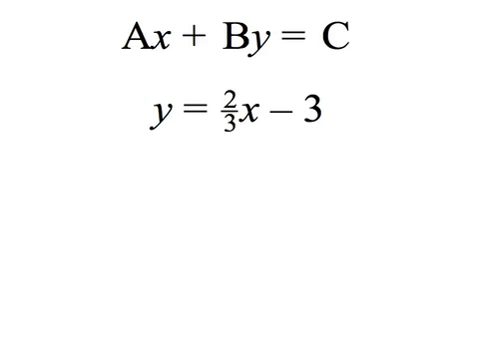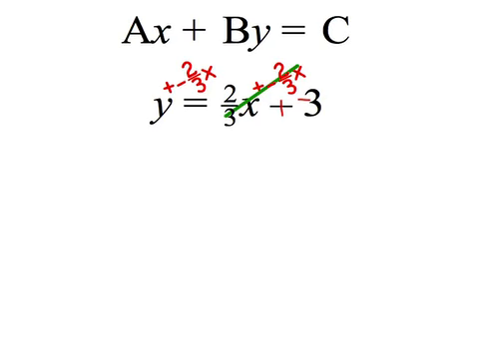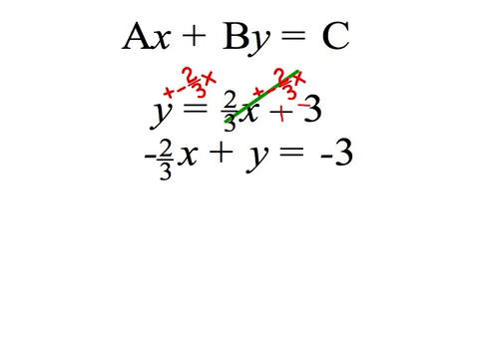Here's another example. This one has a fraction. So we're going to apply the definition of subtraction first. That'll make it a little harder to make a sign error. Then we're going to add negative 2/3 x to both sides. We mark out the opposites on the right, and we use the commutative property to write negative 2/3 x plus y equals negative 3.